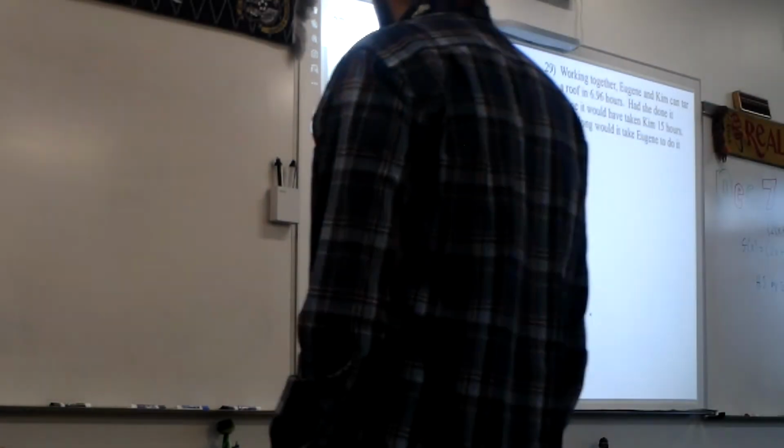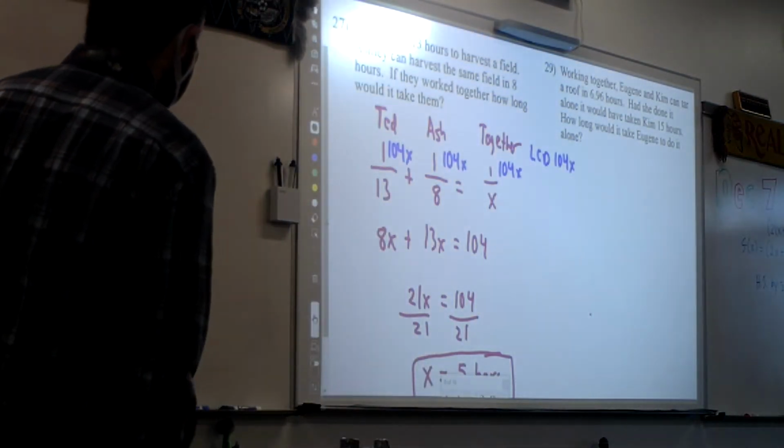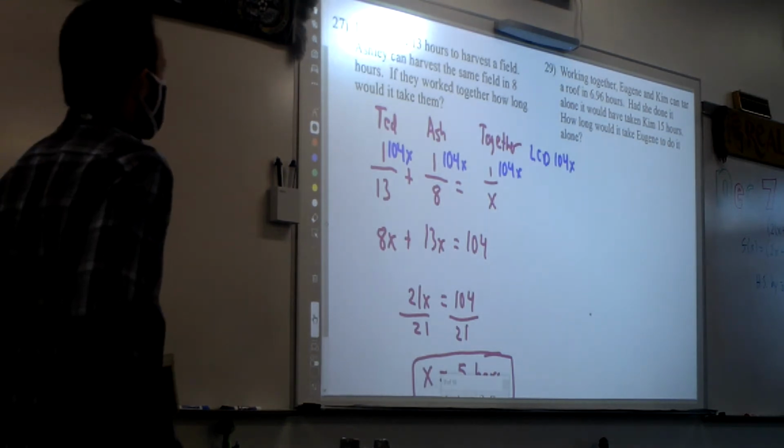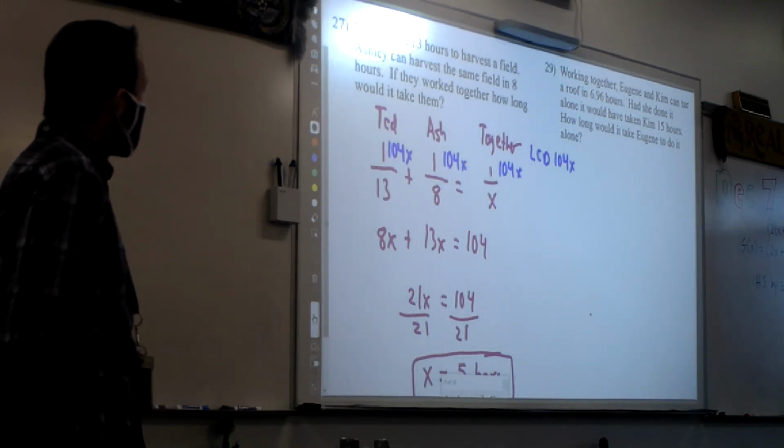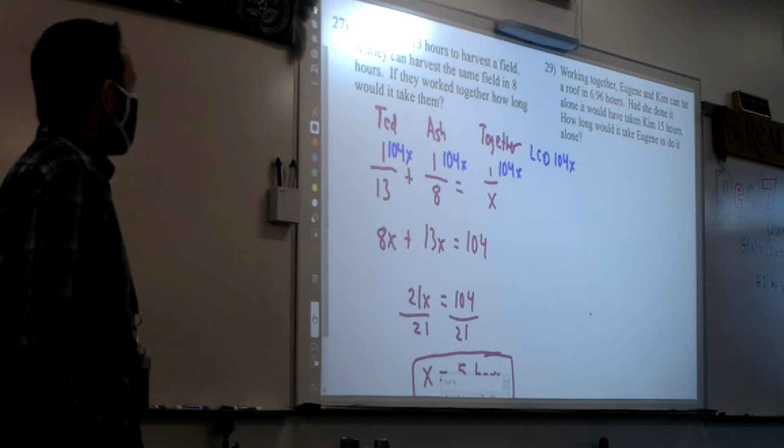All right, so let's go over this one. We're told that if they work together, they're going to tar this roof in 6.96 hours. If Tim did it alone, it would take her 15 hours. How long would it take for Eugene to do it alone?